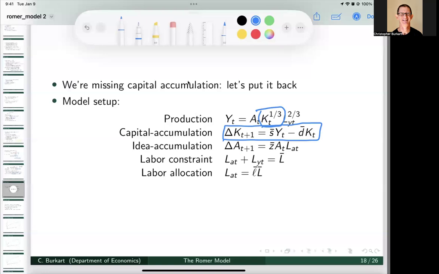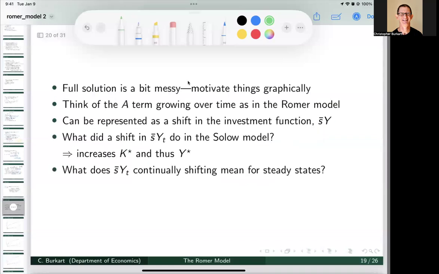Okay. So now everything is, well, it's all the pieces that we've seen before, right? From the Romer model, we still have the labor constraints and the allocation of labor. We still have the stuff makers showing up in the production function directly, and the idea makers showing up only through their contribution to growing the stock of ideas. Now, the full solution to this is a little bit messy, but I do want you to think about this in broad terms.